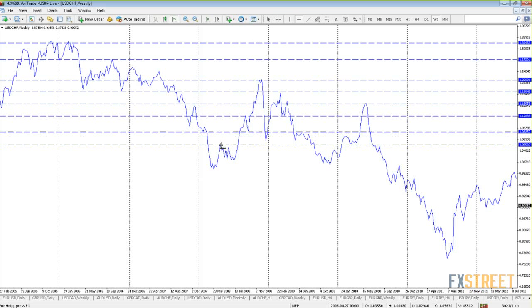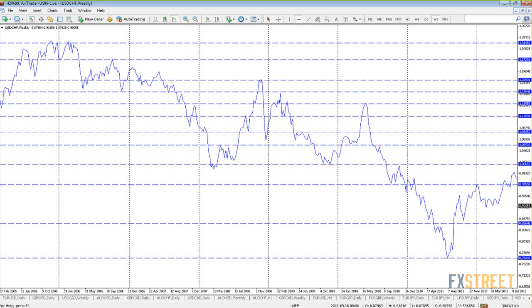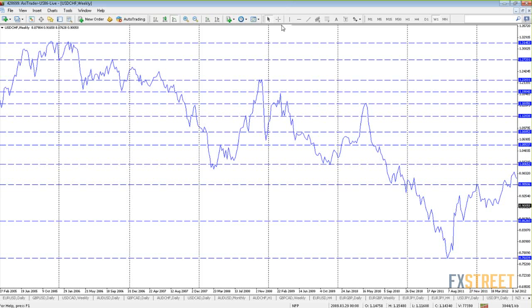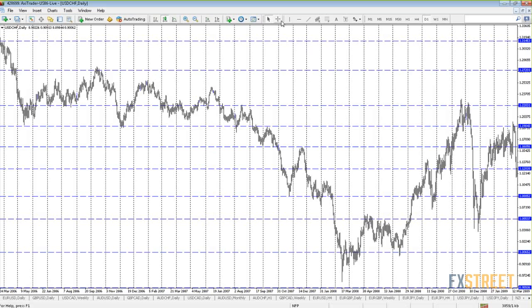Okay. Got one there. Got one there. Got one there. We got a low down there. And there. And finally, right there. So that would be where I would draw my zones. And then I would go to the daily, just make sure I'm not missing anything here.